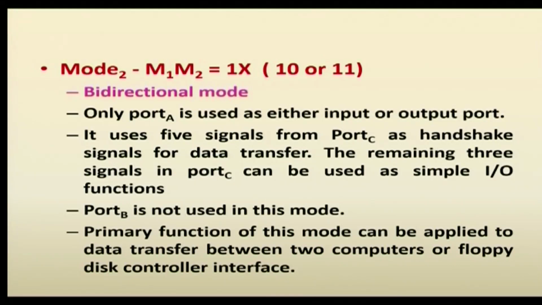Mode 2 is activated by applying the value of 10 or 11. This mode 2 is enabled only in group A, which is a bidirectional mode. In the bidirectional mode, port A is used as bidirectional, that is the input and output configuration. Port B is not used, port C is used for providing the handshake signals. So, the combination of 6 signals here is reduced to 5 signals for handshaking, because the INTR is common for both the input configuration and output configuration.